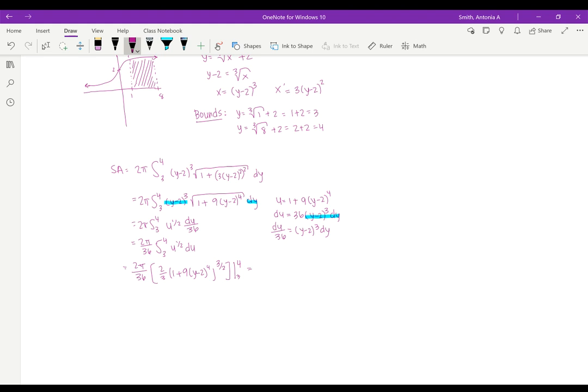Okay, and now it's just simplification. So we have 2 pi over 36, which is just pi over 18, times, if I plug in 4 to this mess in the middle, I get like 1164.0208 minus, plug in 3, 21.0819, which is about 63.4966 pi, which is like 199.48047. And that is units squared.